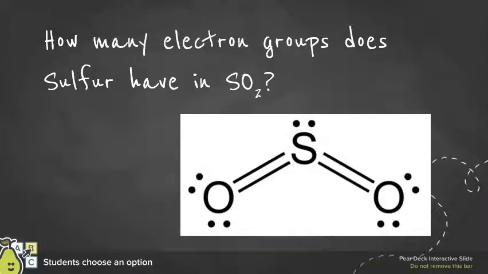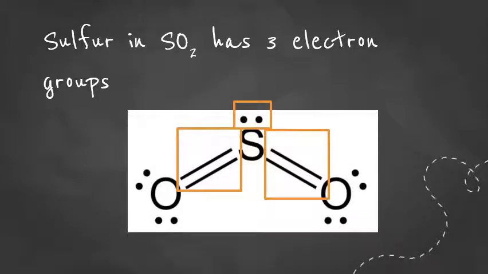Next we'll look at sulfur dioxide. So sulfur dioxide pictured here. We want to see how many electron groups does sulfur have in this atom. And sulfur dioxide has 3. This was a bit trickier. So you have to remember that both lone pairs and bonded pairs are considered electron groups. So sulfur has 2 double bonds. Each of those is an electron group, and the lone pair on sulfur is also an electron group. So it's got a total of 3 electron groups.